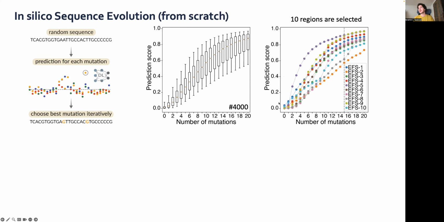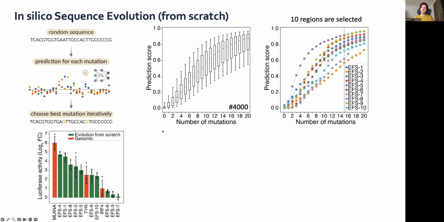And we selected 10 of them randomly to see if they are really functioning like an enhancer. And we test them in vitro, again, with the luciferase assays. As you can see with the reds, these are the genomic ones. Our design sequences distributed quite well in between the genomic enhancer activity levels.